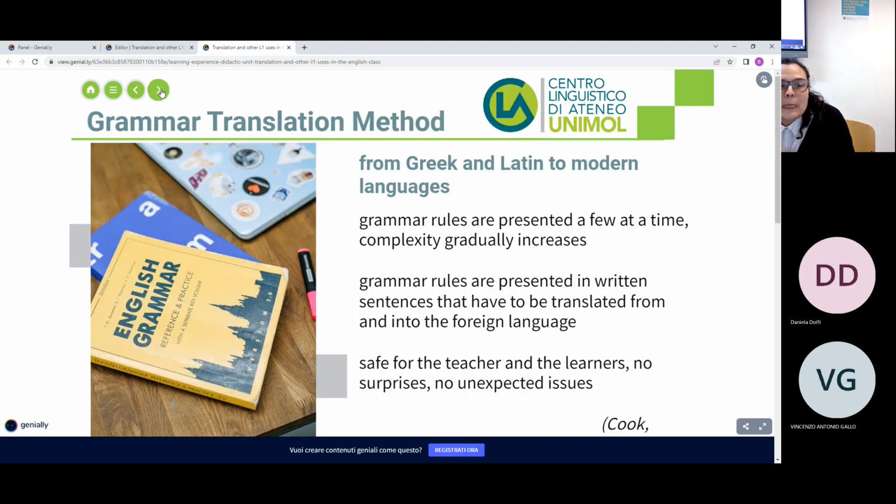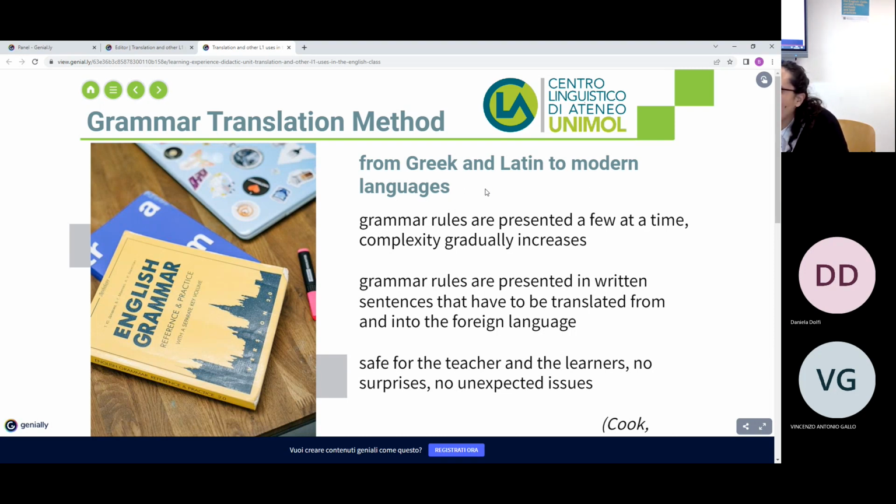Okay, so I'm back to English now. This is what we call the grammar translation method. Before the English-only policy that started at the beginning of the 20th century, modern languages were taught just like Greek and Latin, just like ancient languages.